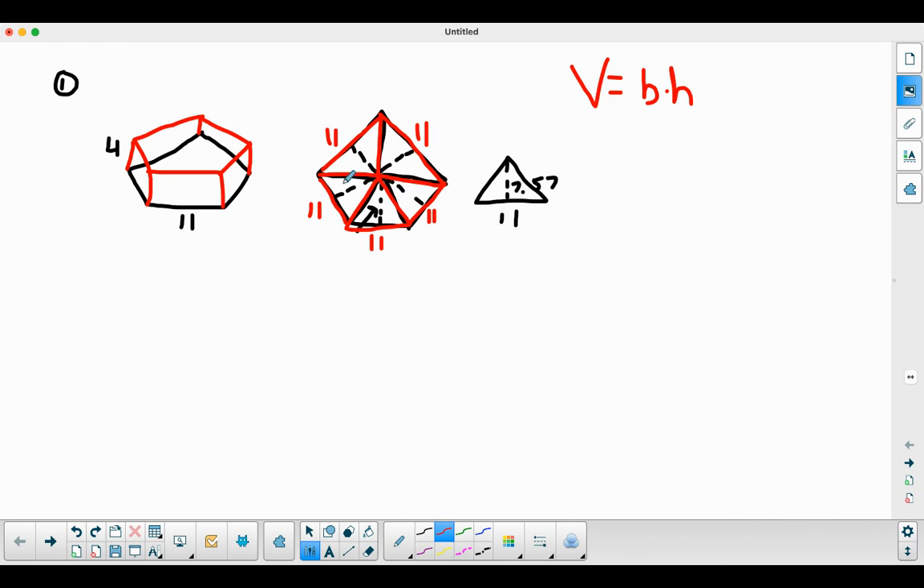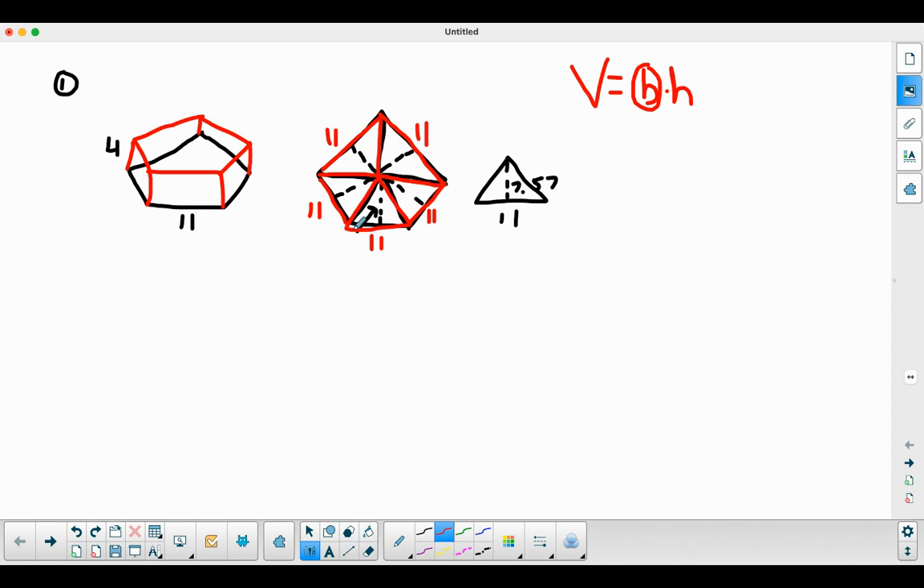But in this shape, I'm sorry, the formula for volume is you take the base and you multiply it by the height. So the first thing we need to do is find out how much is the base. Well, the easiest way to find the area of this pentagon is to break it up into 5 equivalent triangles.